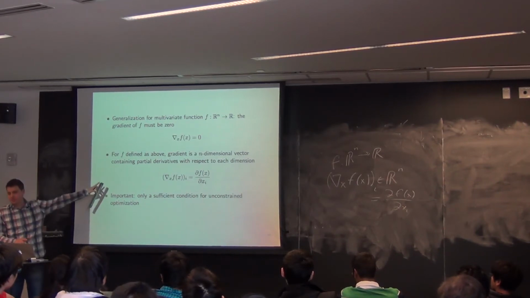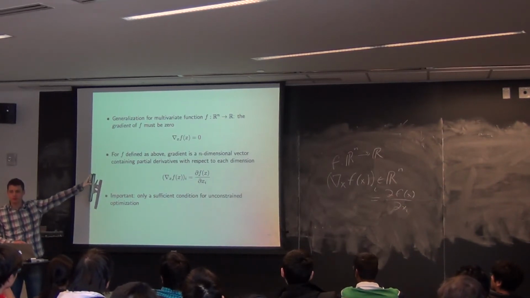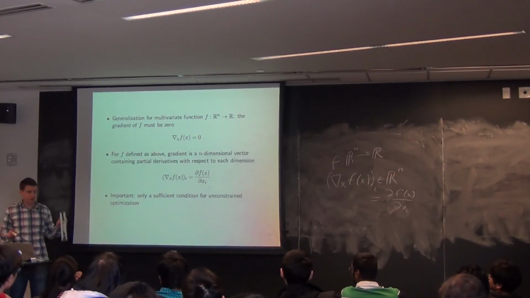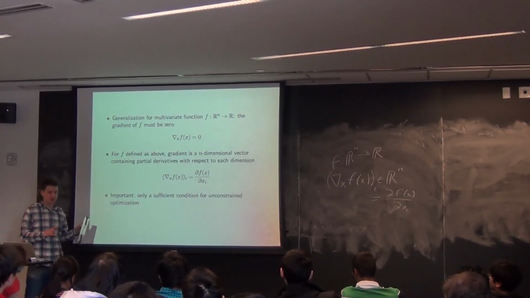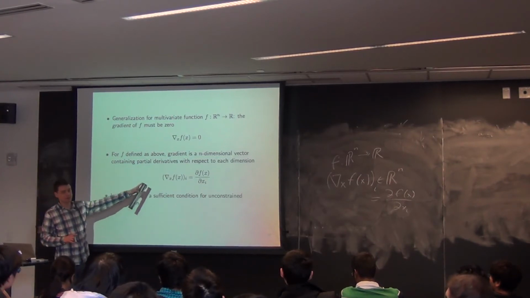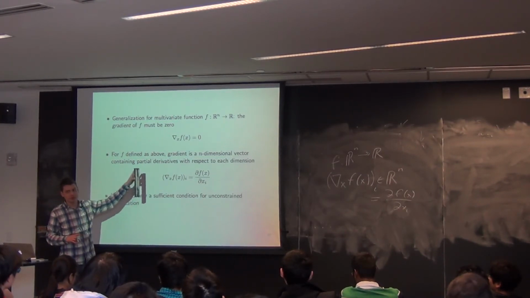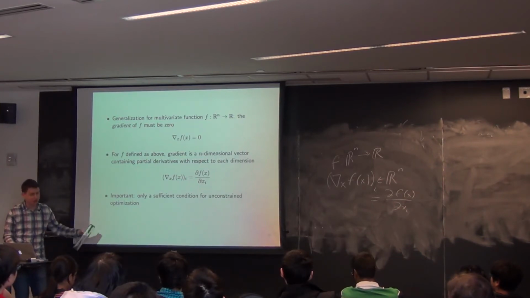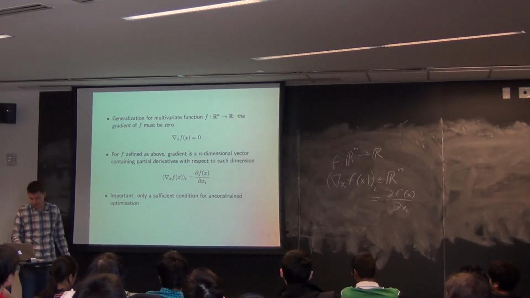Who here has seen this notation, like gradients, before? Okay, so some. Again, we're not going to do complex manipulations with these things, but just know this is the analog of the first derivative for vector input functions, multivariate functions.